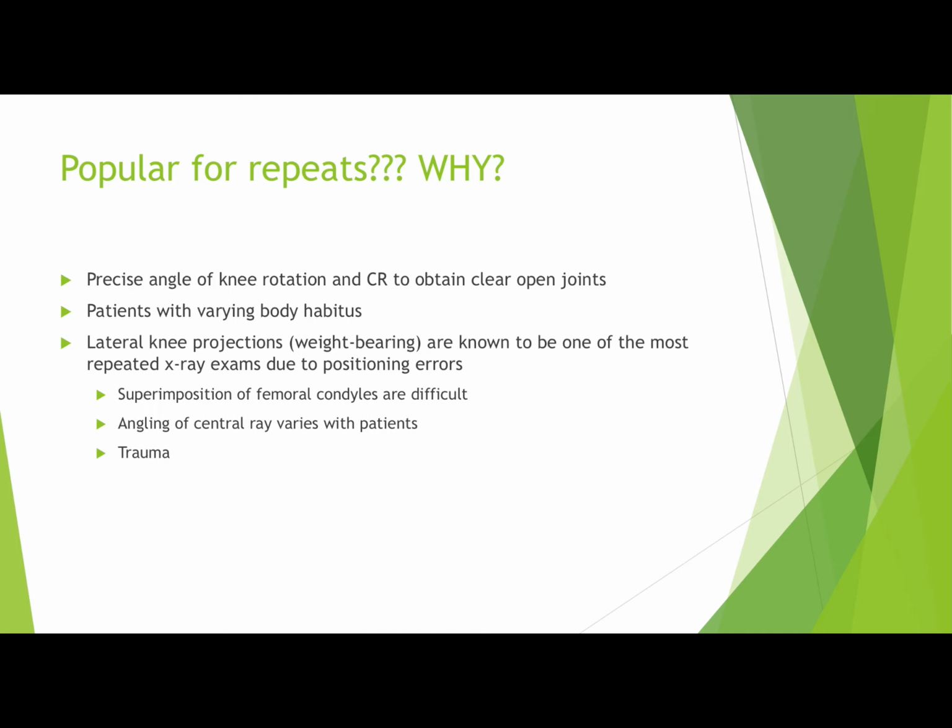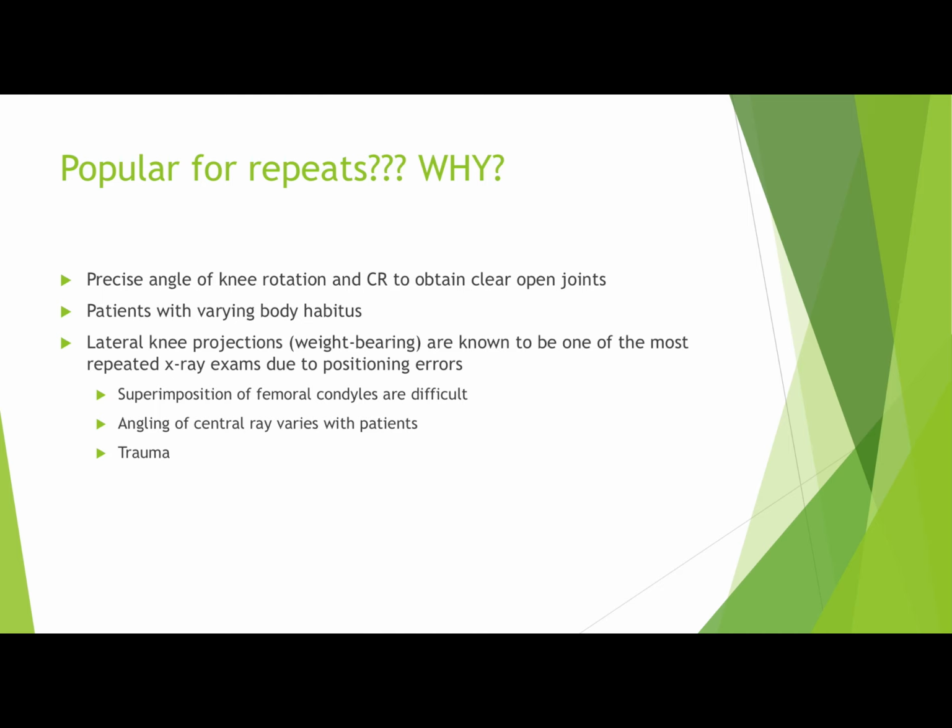So why are knee radiographs popular for repeats? Well, you have the precise angle of knee rotation and a central ray to obtain clear open joints to consider. Patients also have varying body habitus, so you kind of have to eyeball your patient or even measure your patient to see how their bones are different. And even then, everybody's body structure is different, and you also have to consider pathology and trauma. Some patients might not be able to move a certain way, so that's why knee radiographs can be particularly difficult.